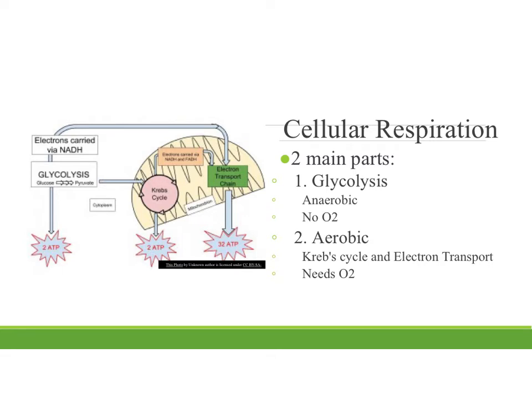So when we look at cellular respiration today, we're going to break it down into 2 main parts. The first part is called glycolysis. This is anaerobic, which means oxygen is not required in this step. Okay, so no oxygen. The second part, we're going to label it as aerobic, which means it needs oxygen. And we're going to break this aerobic part into 2 smaller steps. We're going to call it the Krebs Cycle and the Electron transport chain.